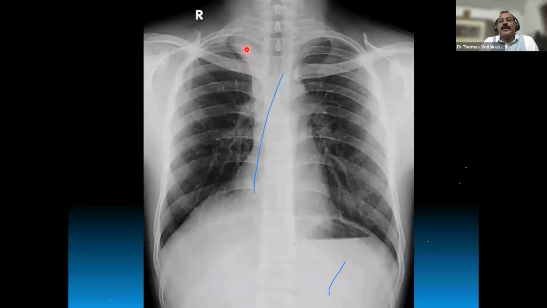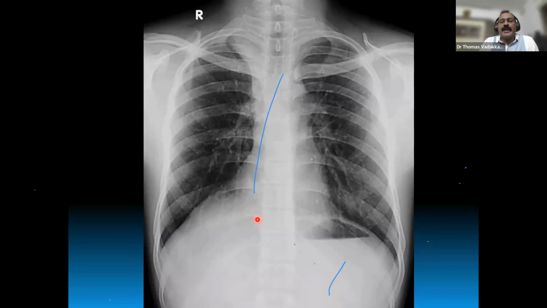So that means there is some pleural based abnormality over here. Maybe pleural thickening, maybe a lesion over here, we don't know. But there is an abnormality over here. And the cardiac shadow is a little abnormal. And you can see the cardiophrenic angle is obliterated.